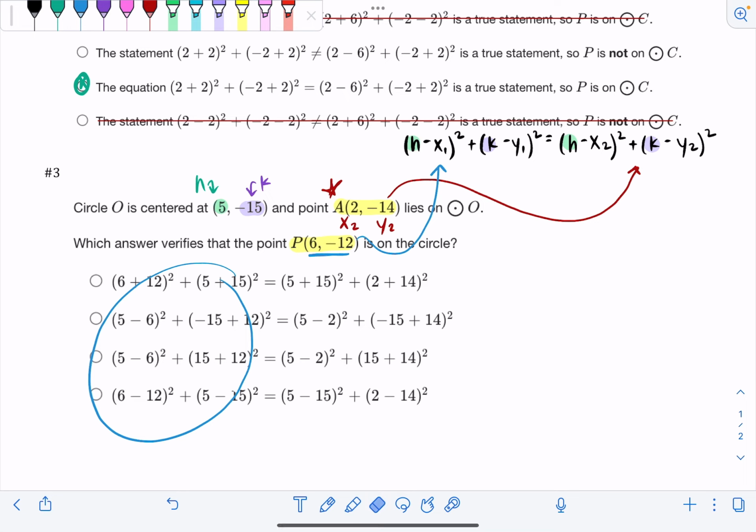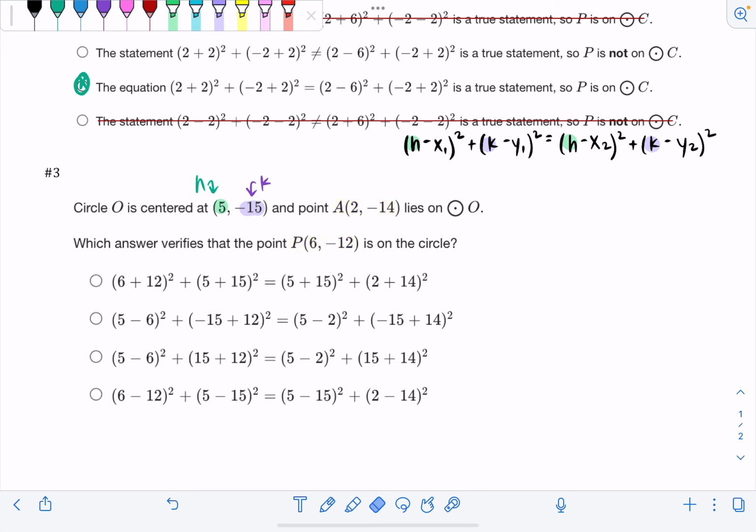So that's something that's a little bit easier to adjust later on, just switching the sides of the equal sign as compared to switching h and k. That's kind of a pain. But just keep in mind that you can save yourself a little bit of a headache just by looking at that part first. So that means that my point P is going to go into the left side of the equal sign, and then my point A is going to go into the right side of the equal sign.